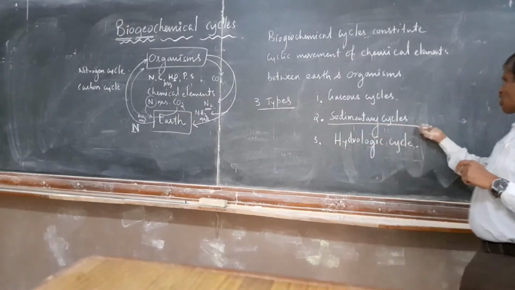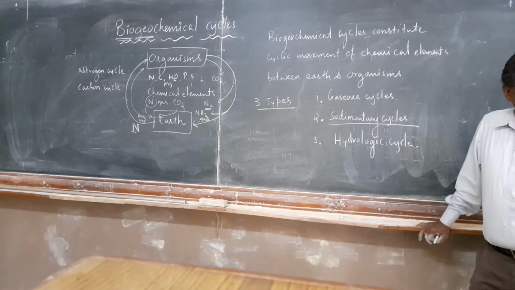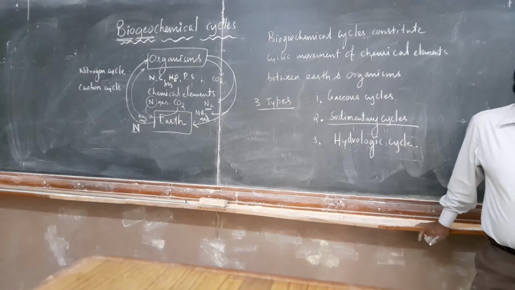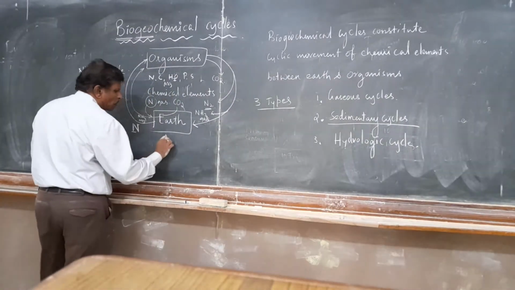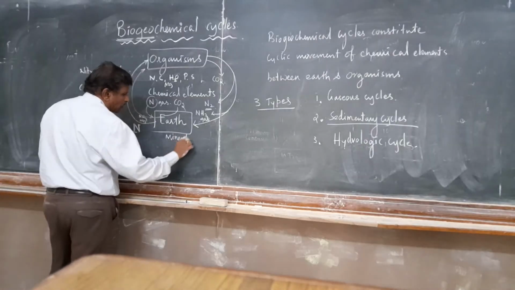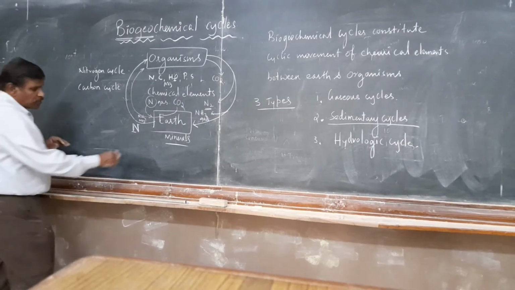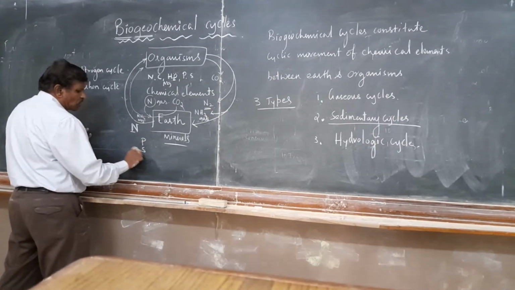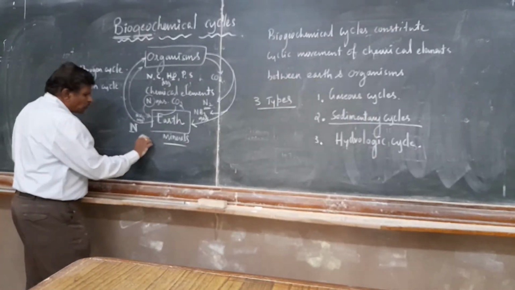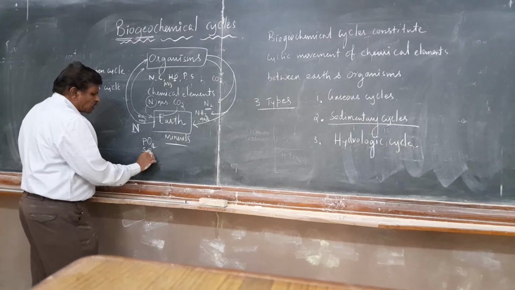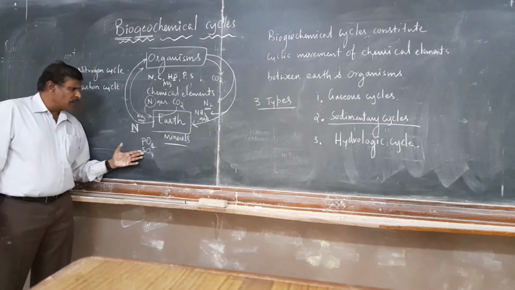The second kind of cycles are called sedimentary cycles. Sediment means deposit. Usually certain elements are deposited in the earth's crust in the form of minerals. Remember, minerals are a kind of sediment. For example, consider phosphorus and sulfur. Phosphorus is usually present in the form of phosphates. Sulfur is present in the form of sulfates. They are the minerals that are available in the earth.